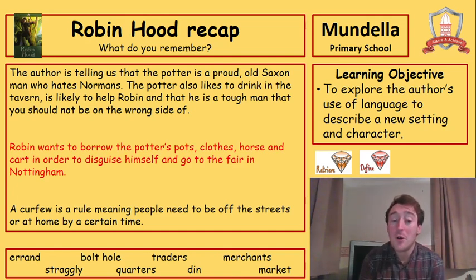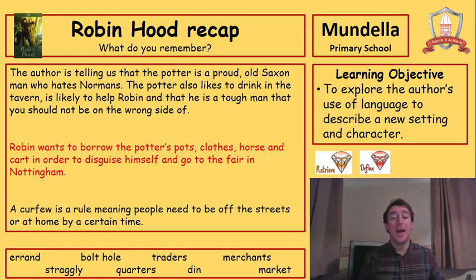Robin wants to borrow the Potter's pots, clothes, horse and cart in order to disguise himself and go to the fair in Nottingham. Sounds fun, doesn't it? But it's also probably quite dangerous at this fair, especially if you're Robin Hood and the sheriff is nearby.